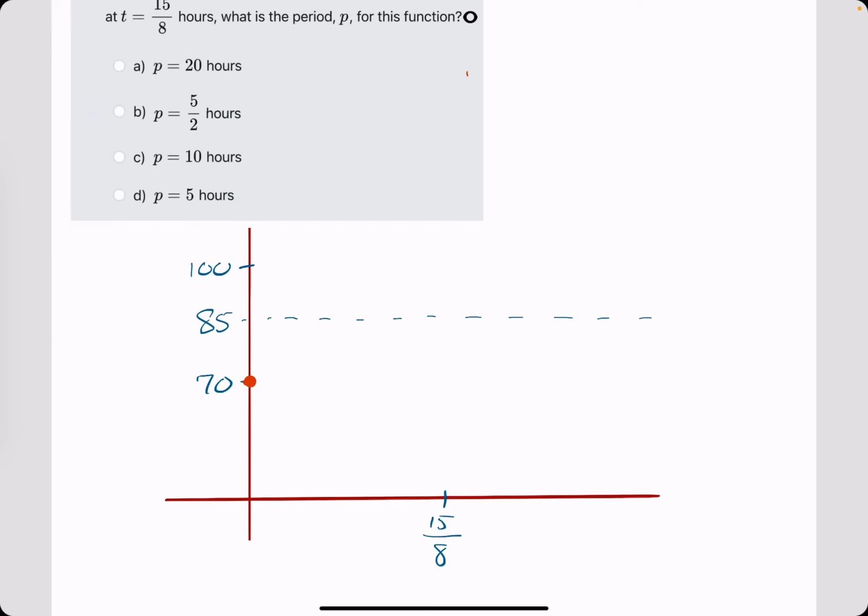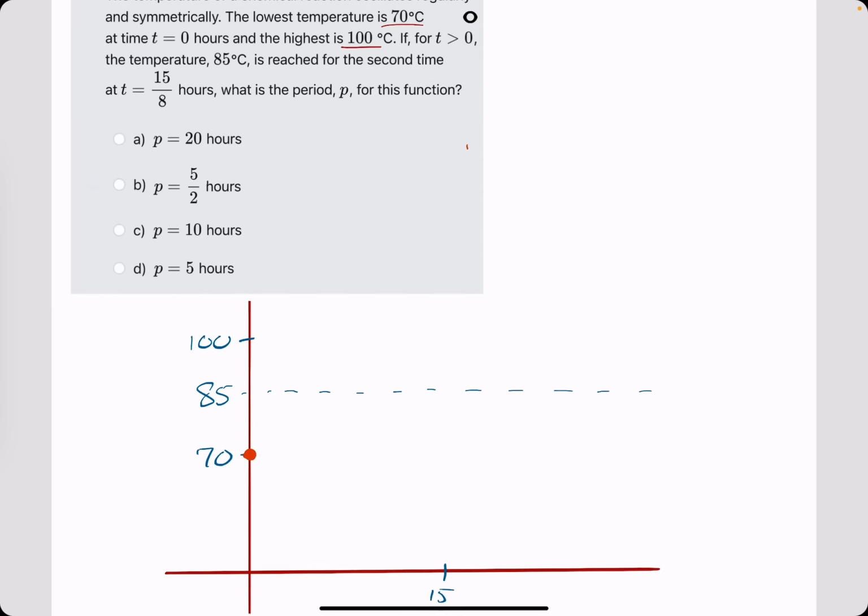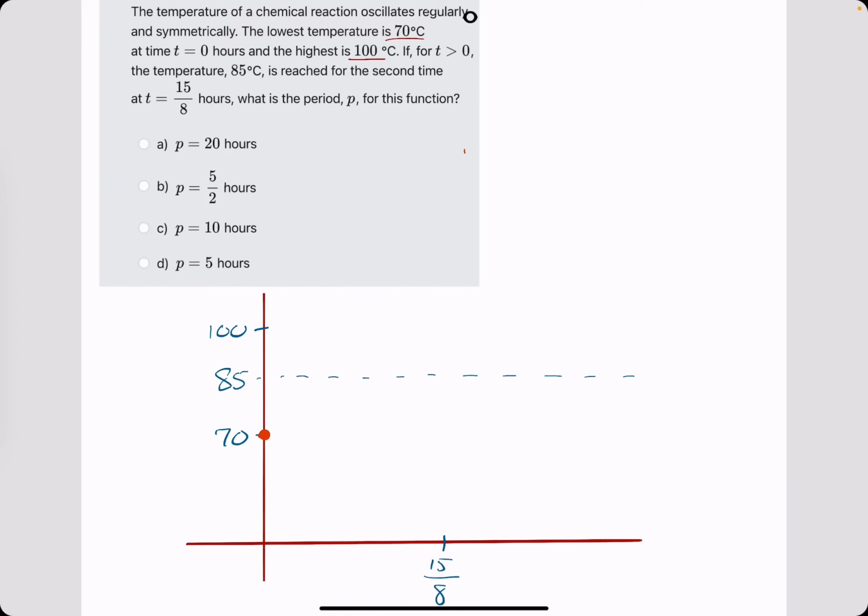Because if it goes up and, let's see, for t, reaches for the second, yeah, okay. So it's going to reach 85 probably, definitely here at 15/8, but since it's reaching it for the second time, that means it must have crossed over to begin with. Since it's starting at 70, it goes up, hits 100, comes back down, and we haven't even gone a full period yet.